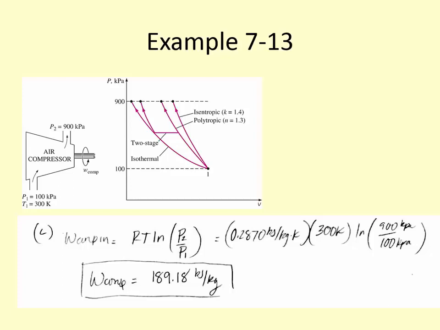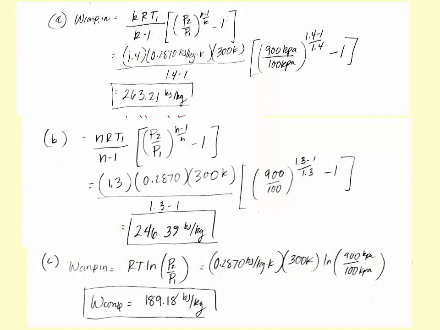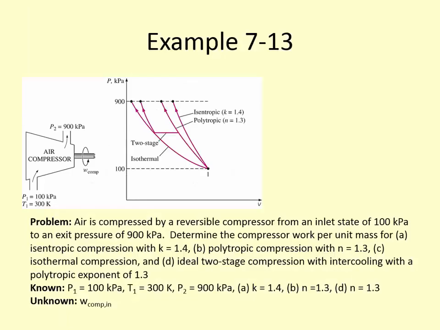So in the isothermal case, the T is 300 K. It's not changing throughout the process. So RT natural log of P2 over P1, we get 189.18 kilojoules per kilogram. Okay, so those are A, B, and C, and you can see that they are in order from most to least work consumed. So now we're going to look at the multi-stage compression, which we would expect to be in between the isothermal case and the polytropic case. Because isothermal is still the best case scenario, but it's not always practical to remove all of the heat to keep the temperature constant the entire time.